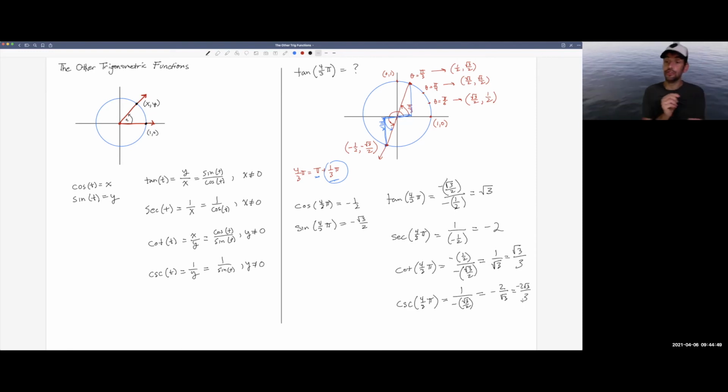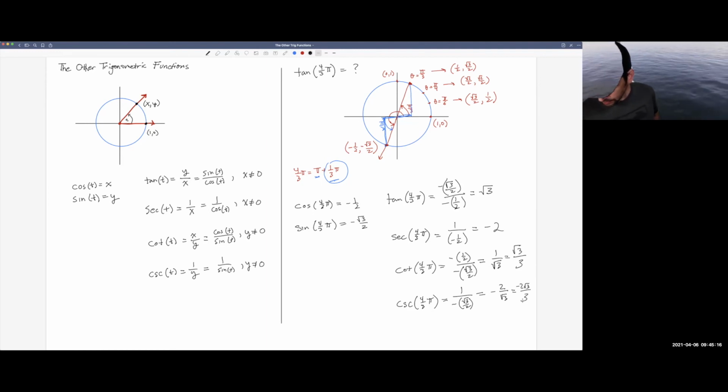Okay, so there are the 6 trig functions for that angle of 4/3 pi, right? So it's the same as the cosine and the sine. We know the definitions. If we are given some values on the unit circle, it's easy enough just to plug them into the definition to get the values we want.